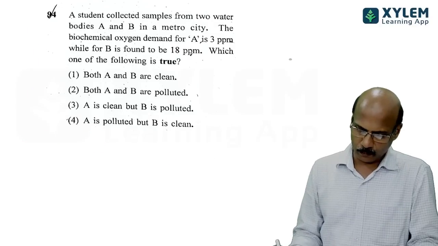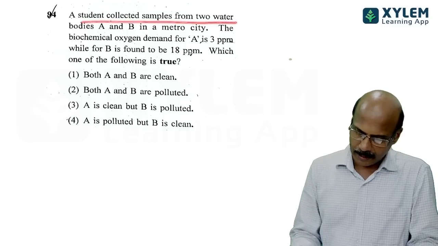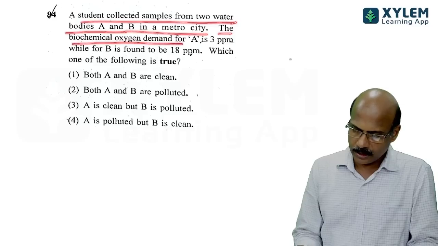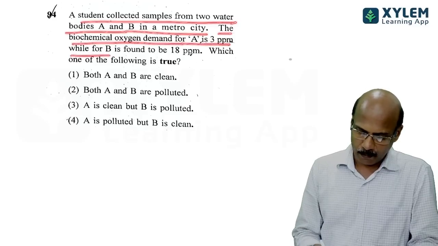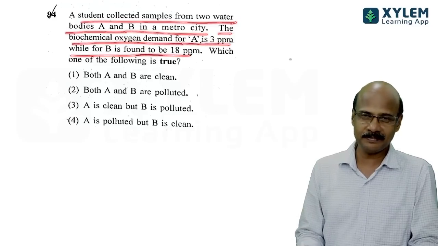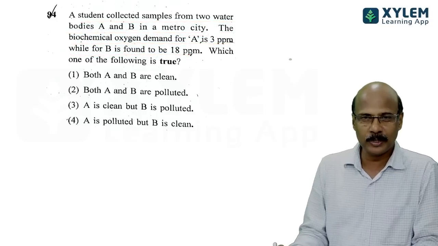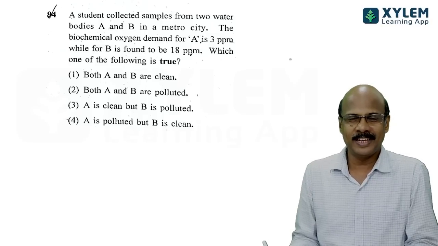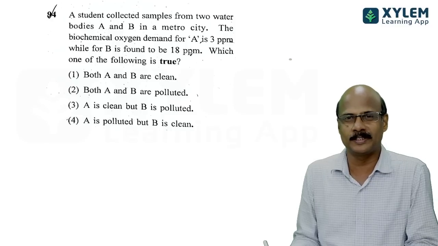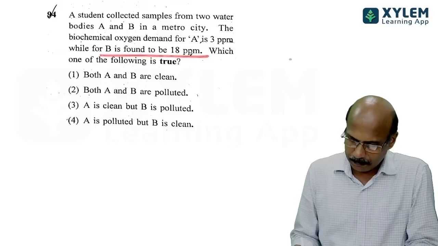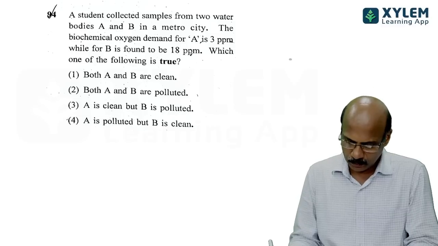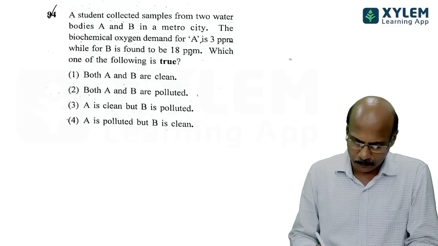Coming to question number 94. A student collected samples from 2 water bodies A and B in a metro city. The biochemical oxygen demand for A is 3 ppm while B is 18 ppm. Greater the value of BOD means what? It is highly polluted, that means it requires a large amount of oxygen to oxidize the waste. So 18 ppm means B is highly polluted whereas A is clean water. So A is clean but B is polluted.